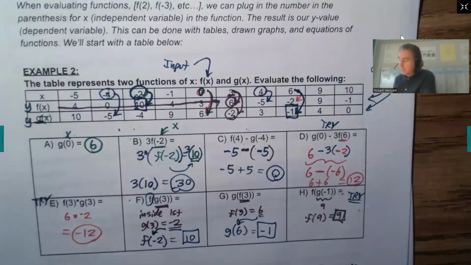Thanks for watching. The next example is going to be inputting into functions with the actual functions themselves. So we'll be using a calculator to evaluate some of these answers.